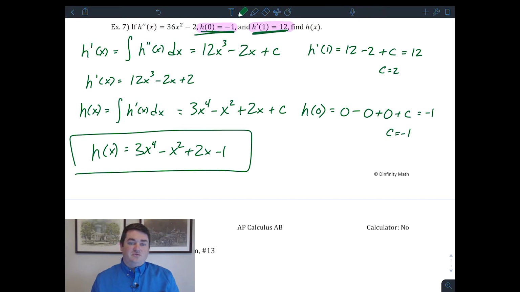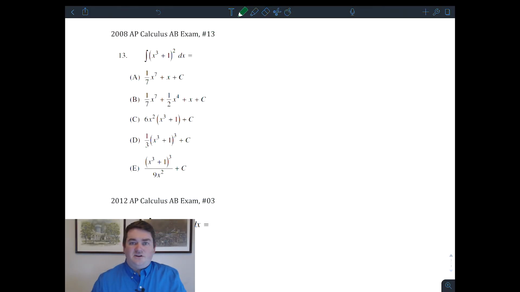So your antiderivatives will always have a plus c unless you have an initial condition that you can use to solve for that c. All right, on to some AP problems here. 2008 AB number 13, take the antiderivative of (x cubed plus 1) squared. Well, I see this as a function with layers, but we don't have an antiderivative rule for something that looks like chain rule like we might have for derivatives. So really my only recourse here is to FOIL this out and then take the antiderivative part by part.